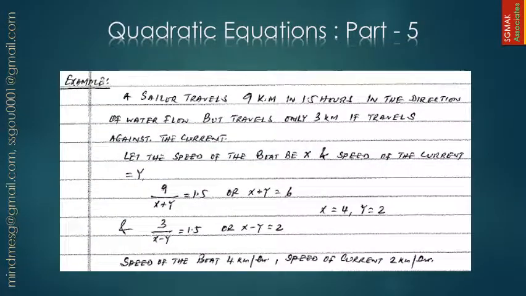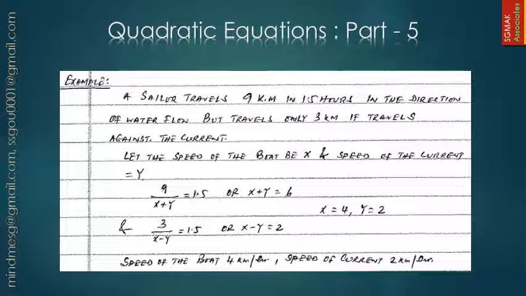Next problem: a sailor travels 9 kilometers in 1.5 hours in the direction of the water flow, so along the flow, but travels only 3 kilometers when traveling against the flow. Let the speed of the boat, traveling at a constant speed, be x, and the speed of the current be y. When you're getting help from the current, you're traveling at a speed of x plus y. So 9 divided by x plus y is 1.5.